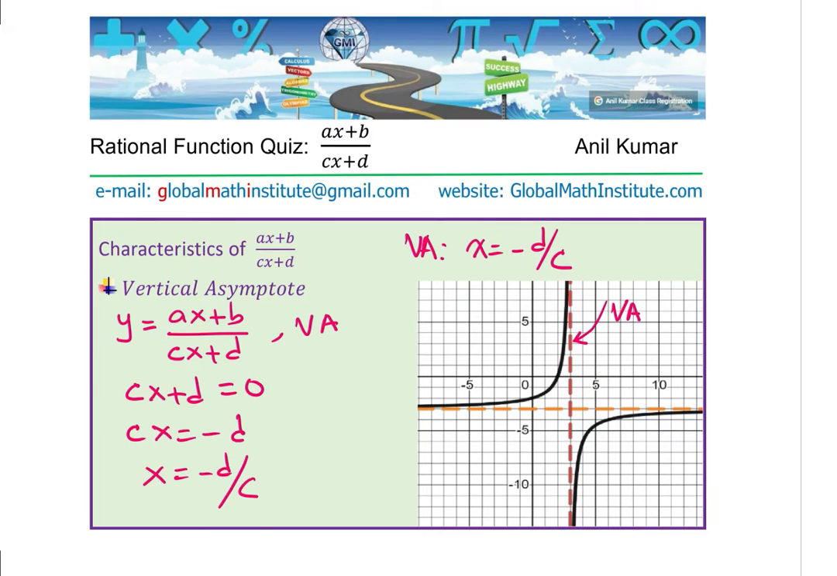So this ratio, do you see this? This equation. These two are the critical things. So basically what we have to do, we know the restriction that the denominator is not equal to 0. So that gives us the vertical asymptote, right? So to find the vertical asymptote, equate the denominator to 0. Is that clear to you?